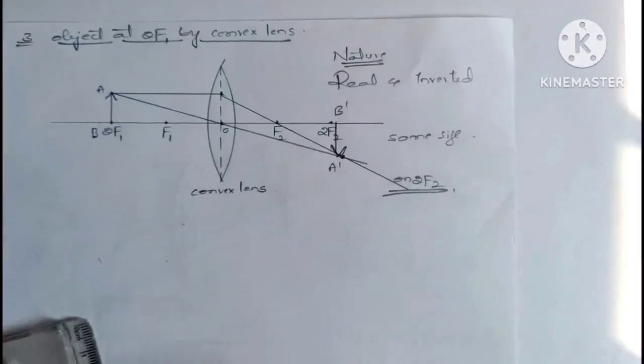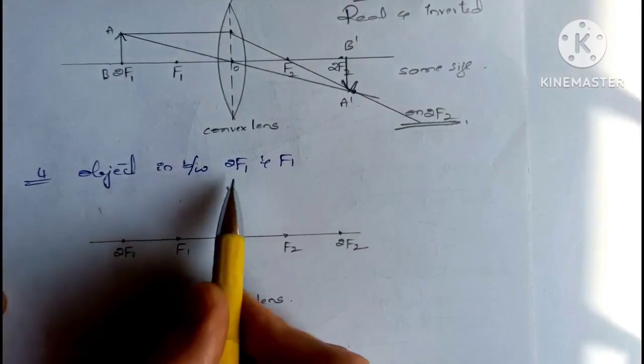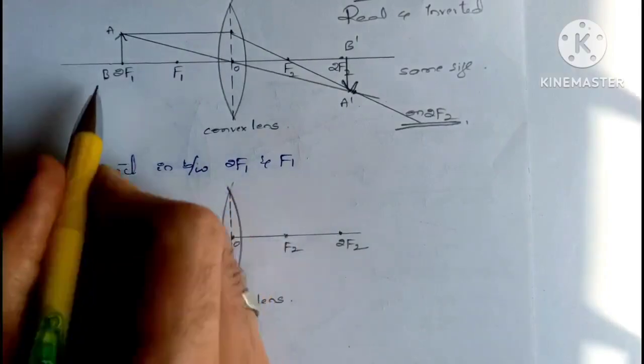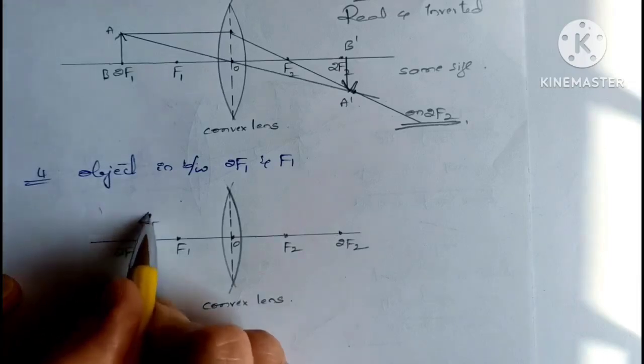Now let's move on to the fourth construction. Object in between 2F1 and F1. Here you keep the object. Here you can take a single arrow mark also. Different shapes we can draw.